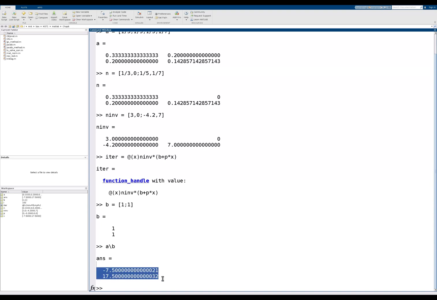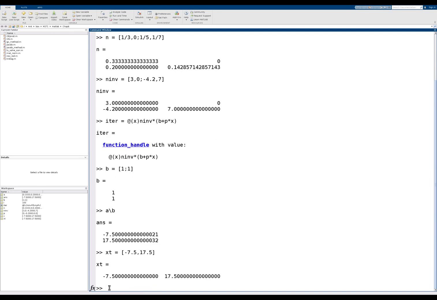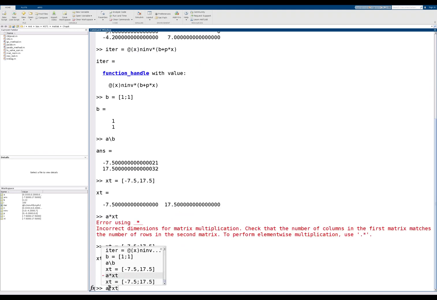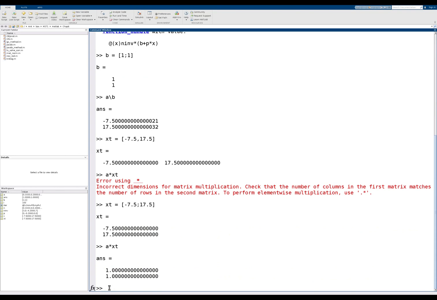Interestingly, there does seem to be a bit of an error. I'm guessing that the true answer is exactly negative 7.5 and 17.5. Why don't I call that xt? Let's see, xt, does that work? Negative 7.5 and 17.5, and if I multiply A times xt, do I get, what did I do? Oh, I'm sorry, I forgot xt is a column vector, so I had to put a semicolon there to make it a column vector. That's better. Let's try that. Yep, it works. So the exact answer is, in fact, negative 7.5, 17.5. Notice that when MATLAB solved it, presumably using LU decomposition, it did introduce an error, so the answer was not perfect.